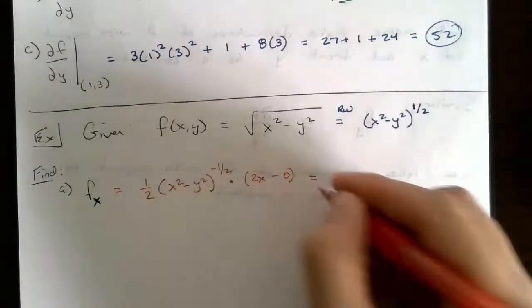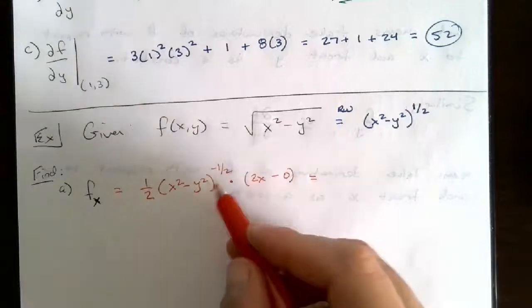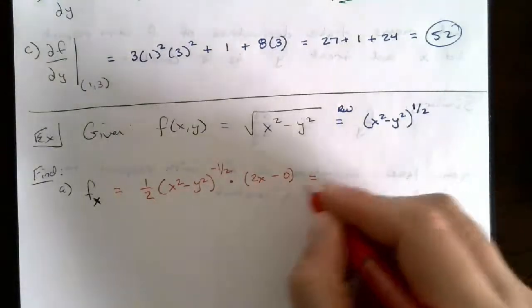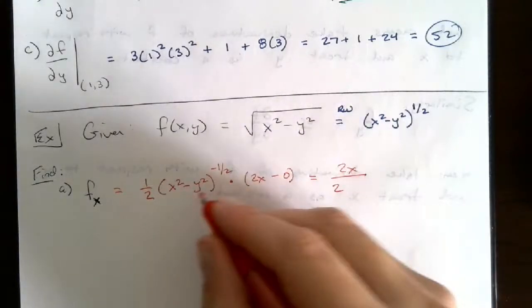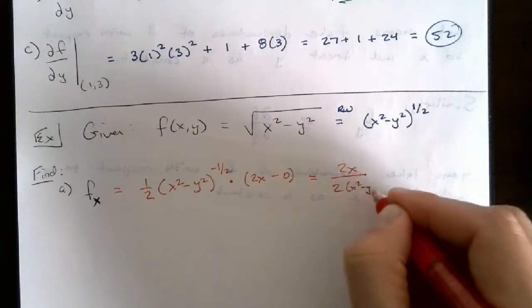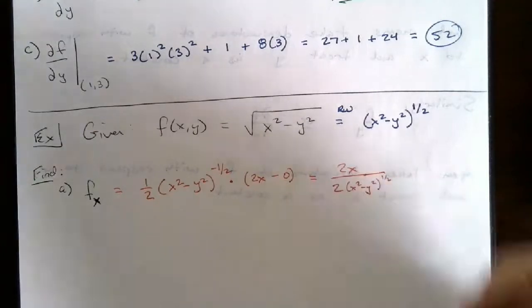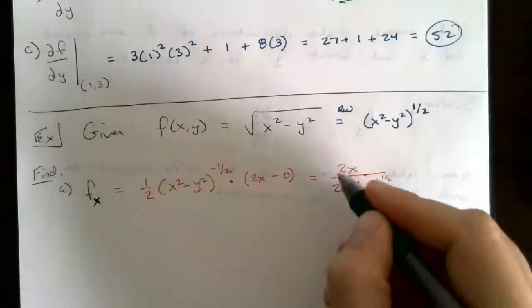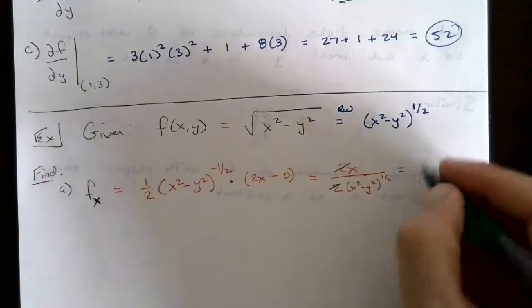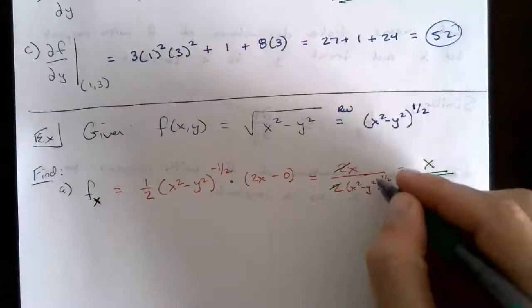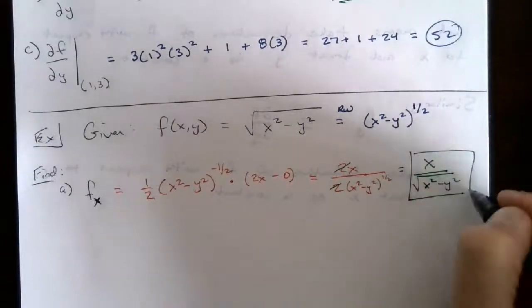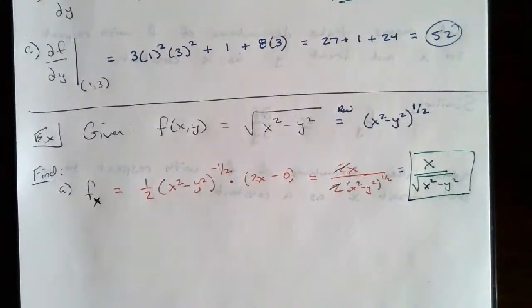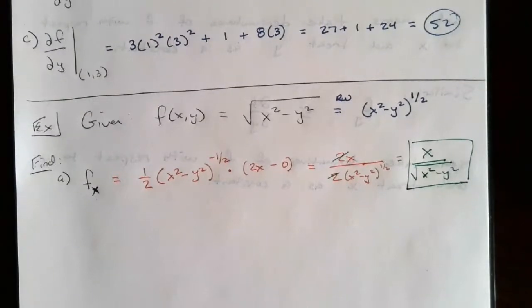And then you should simplify this, recognizing that the negative exponent is going to bring it to the denominator, and this is times 2x minus 0. So you'd have 2x over 2 times, with the negative exponent brought down, x squared minus y squared to the 1/2 power. And then we'll simplify this. The 2's will cancel out, and you're left with x over, the 1/2 power being the square root of x squared minus y squared. You don't need to rationalize this. You can leave it as that. All right, so that's the first order partial derivative of f with respect to x.